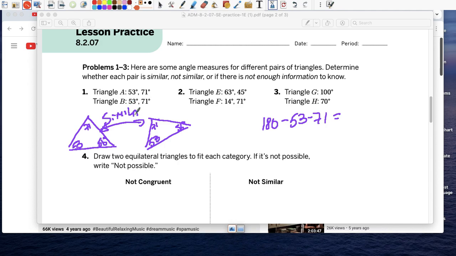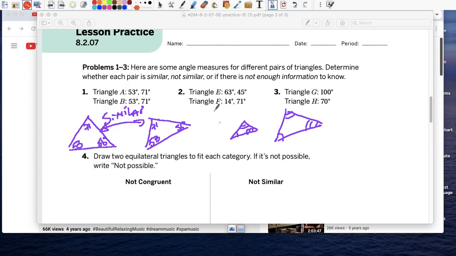Well, they are similar because all angles are congruent, and if all angles are congruent in a triangle, that's enough to prove similar. They might not be the same size, which is fine. So one triangle might be, let me draw that again, this size, and the other triangle might be this size. All the angles, this and this are congruent, corresponding are congruent. These two are congruent, and these are congruent.